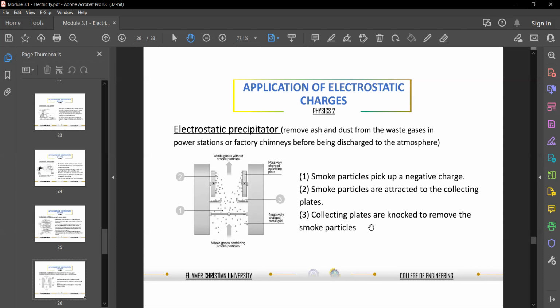The smoke particles pick up negative charge, and the smoke particles are attracted to the collecting plates, and then these collecting plates are knocked to remove the smoke particles. So you cannot see the fine dust or fine ash rising in the smoke.